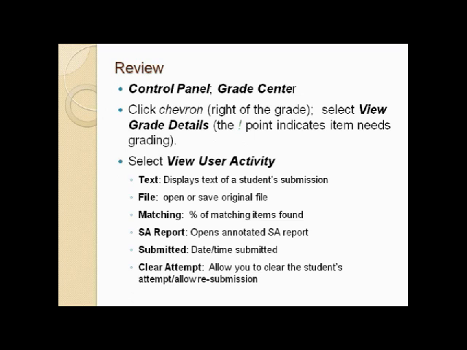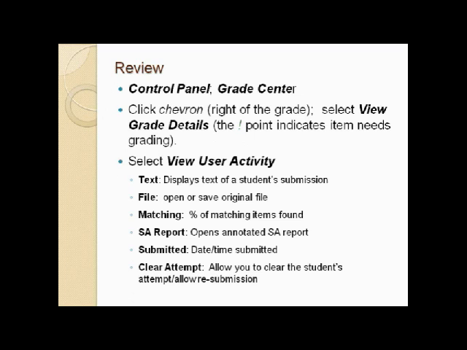Now, if you wanted to review the report from the Grade Center, you open the Grade Center, click the chevron to the right of the grade, select View Grade Details, and remember that green exclamation point just indicates that the item does need to be graded. Select View User Activity. The window comes up for different options.